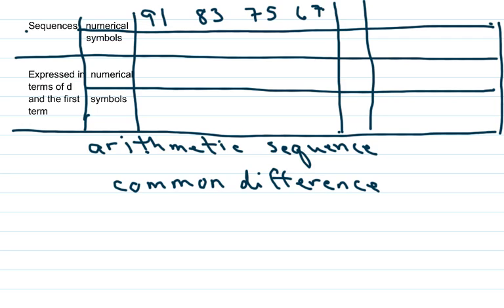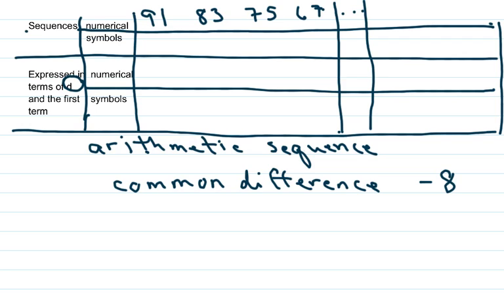Okay, and the common difference we call D. There it is. And what you're going to have to do in class is come up with the formulas expressed in terms of D and the first term. So I have a list here: 91, 83, 75, 67. It's arithmetic because it has a common difference of -8. In other words, we're subtracting 8 from each term to get it, and then we can go on and on and on.